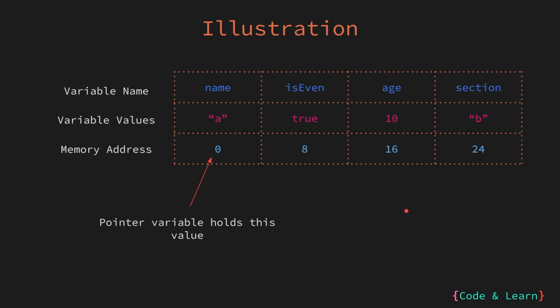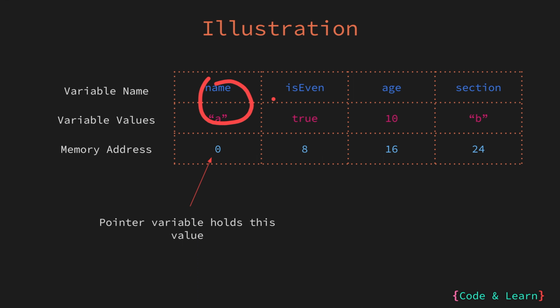Now let's look at a small illustration of how all this works in memory along with pointers. As you can see, I have here variable names. name is a variable of type string, is_even is a variable of type boolean, age is a variable of type int, and section is again of type string. Next, we have the variable values. name stores A, is_even stores true, age stores 10, section stores B.